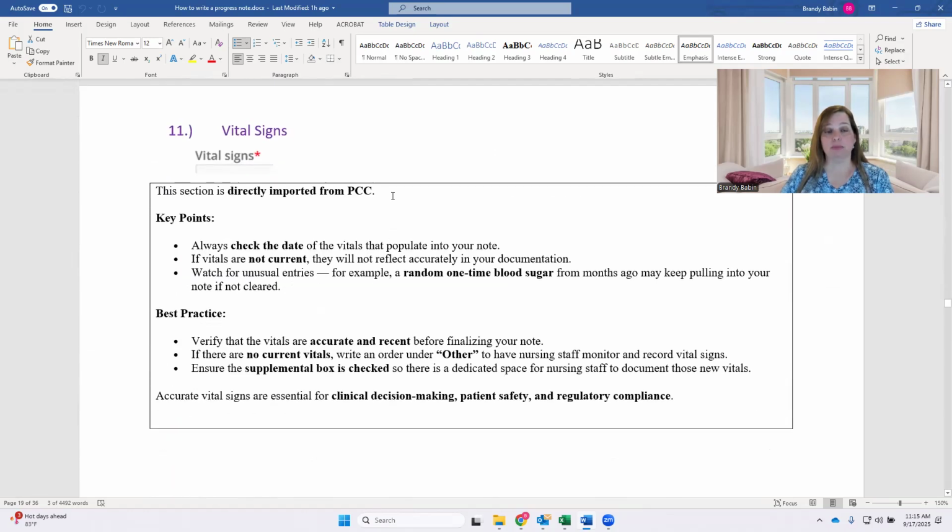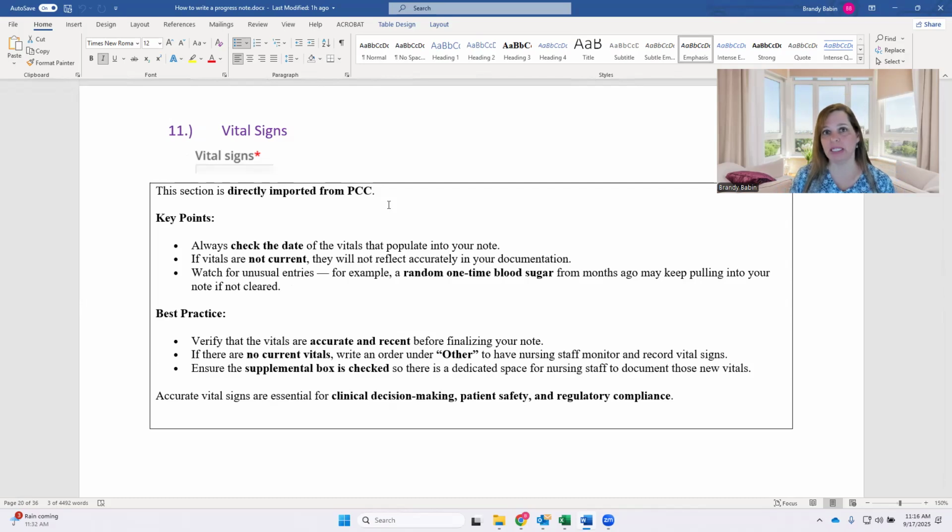Your vital signs come directly from Point Click Care. The caveat is it's only as accurate as what's in Point Click Care. So if you do not have accurate vital signs, if they haven't been taken in a month, if they haven't been taken in 2 months, then those are not accurate vital signs. So don't use them. You'll have to physically take them yourself. I know, right? Having to do vital signs, but you want accurate information in the computer. So always check the date of your vitals. Please make sure that they're accurate.